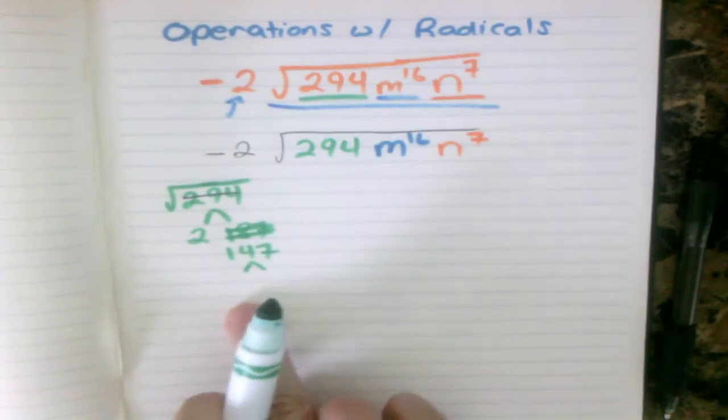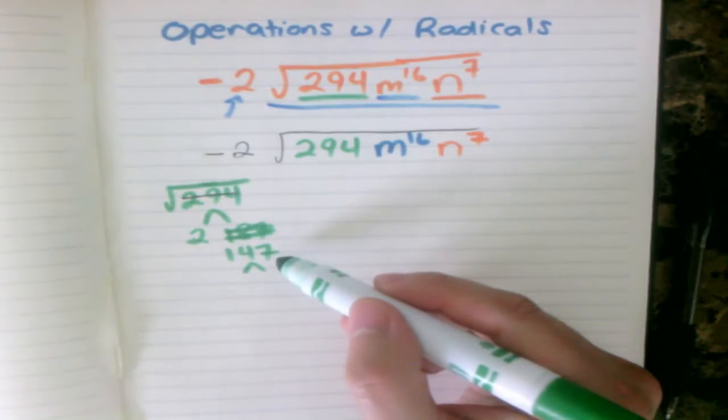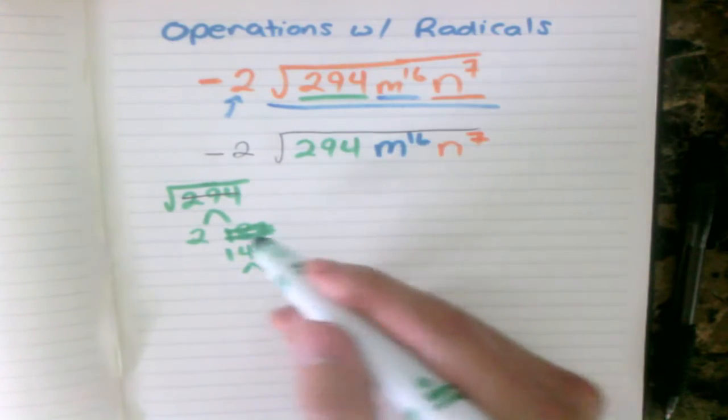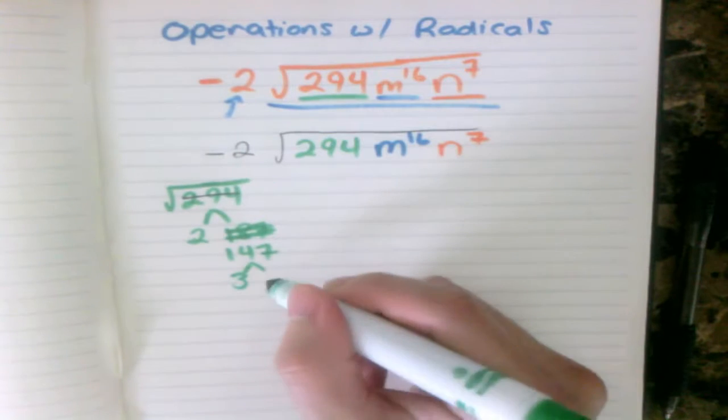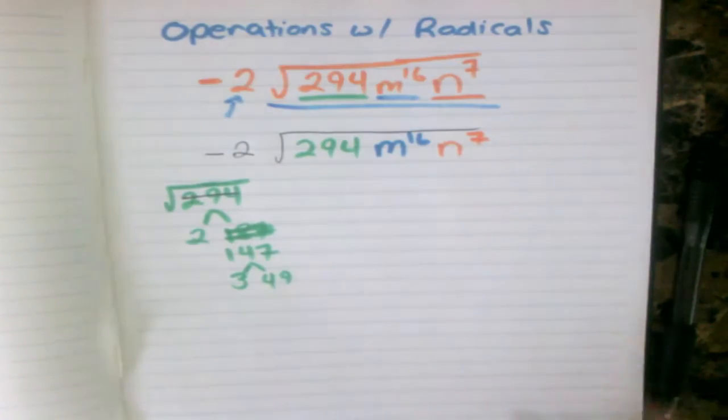So 147, I'm just about to break down. Let's find some numbers that go into 147. You'll notice it's not an even number, so 2 doesn't work. So we would test 3 next. 3 does go into this, by the way. 3 goes in 49 times.